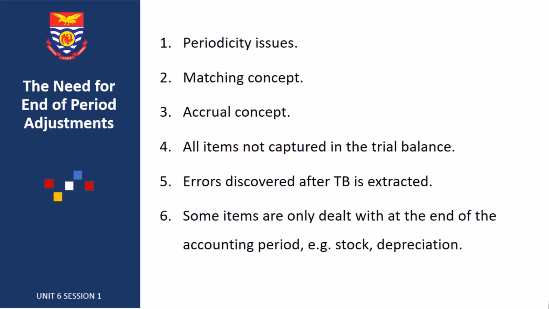In a nutshell, periodicity issues, the matching concept, the accrual concept, the revenue recognition concept, all items not being captured in the trial balance, or errors being discovered after the trial balance has been extracted, and some items that are dealt with at the end of the period, for example, inventory at close of the period and depreciation, are some of the reasons why there is the need for end-of-period adjustment.